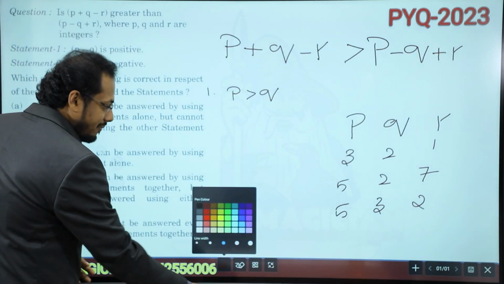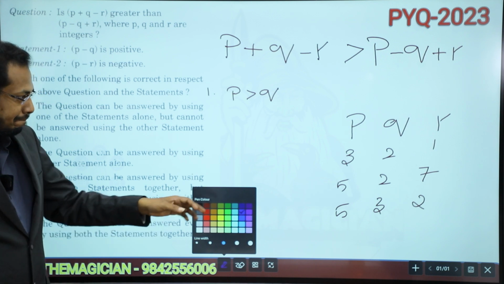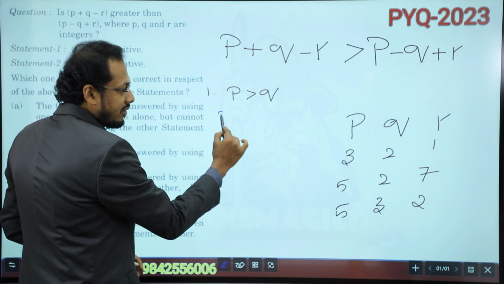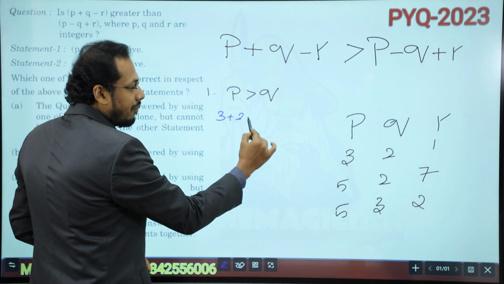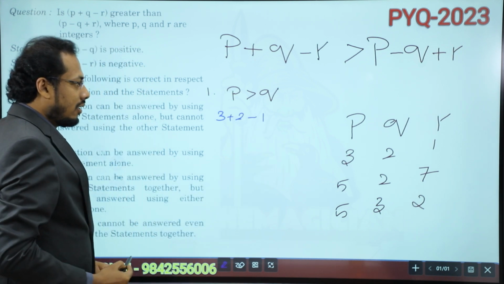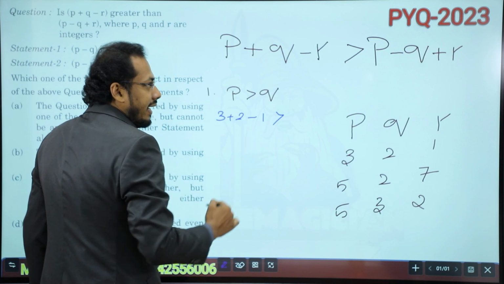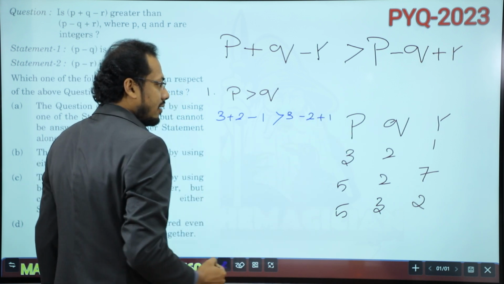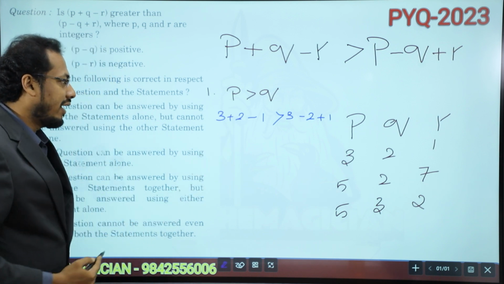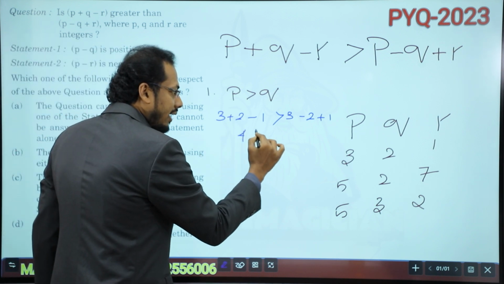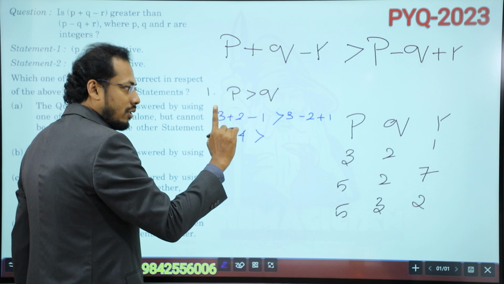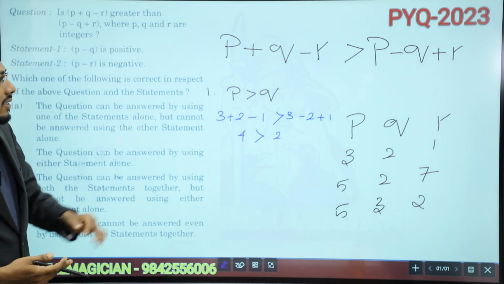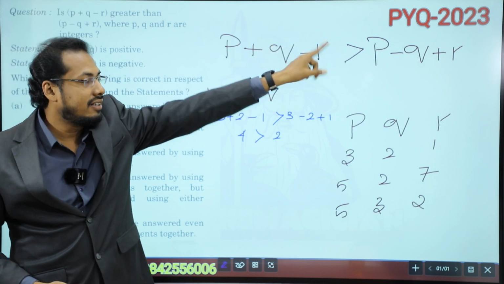Let's check the numbers. P plus Q, that means P is 3, plus Q, minus R, should be greater than P minus Q plus R. Okay, 3 plus 2 is 5, 5 minus 1 is 4, and 3 minus 2 is 1, 1 plus 1 is 2. Yes, the statement is correct. This part is greater than that part.